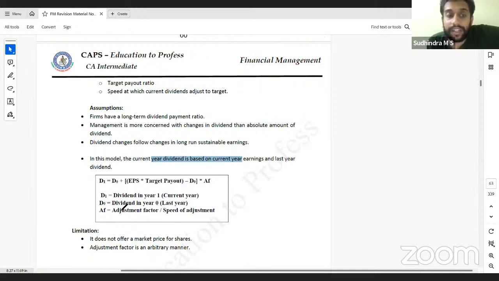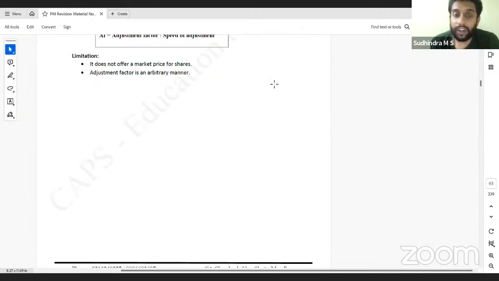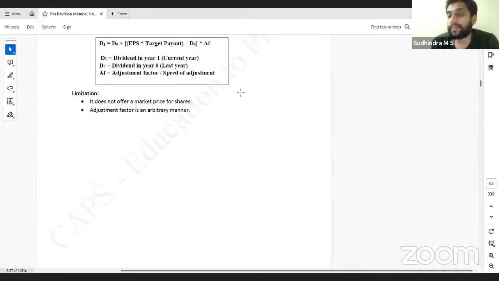Right? So what is the disadvantage? It does not offer a market price for the share. Here we are getting the dividend amount, not the price. In all other formulas, we were getting market price. Here we are getting dividend amount, D1. And how do you determine this adjustment factor? It's arbitrary. There is no standard set given. So these are the two limitations of Lintner's model.